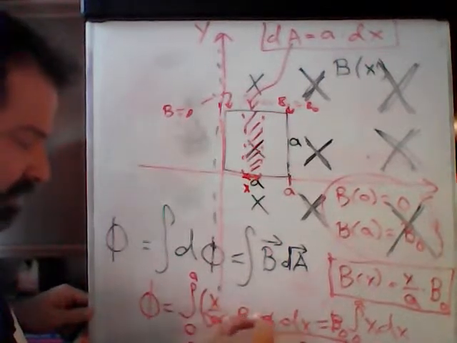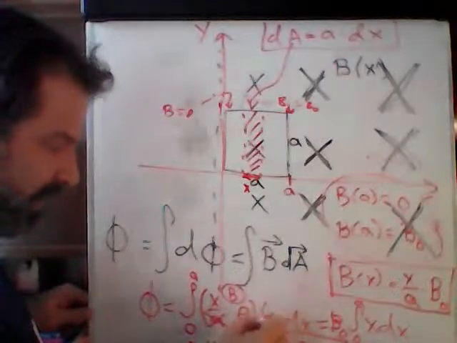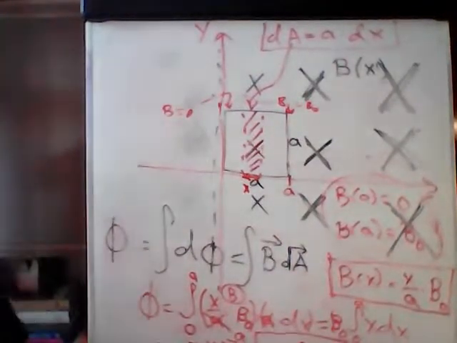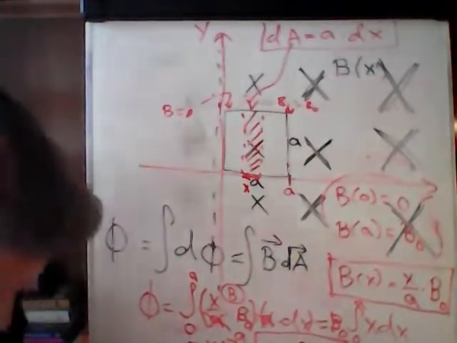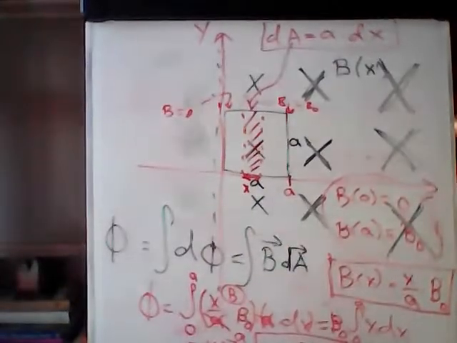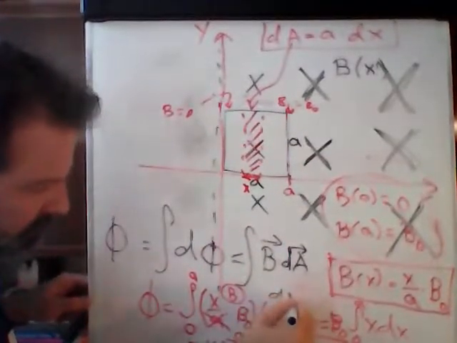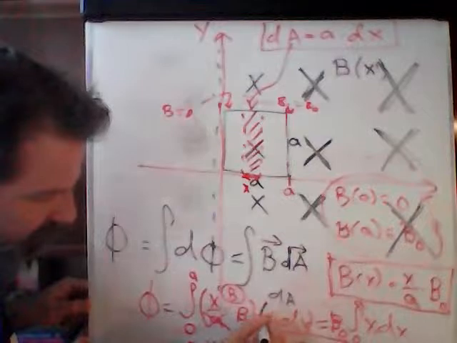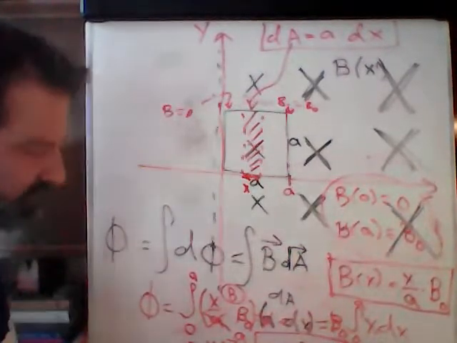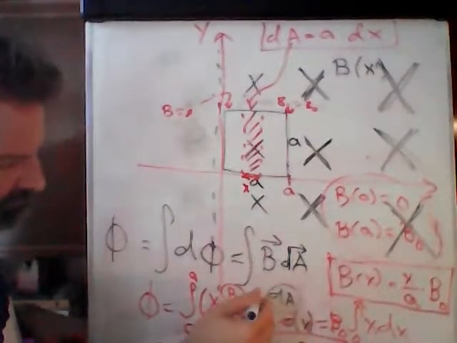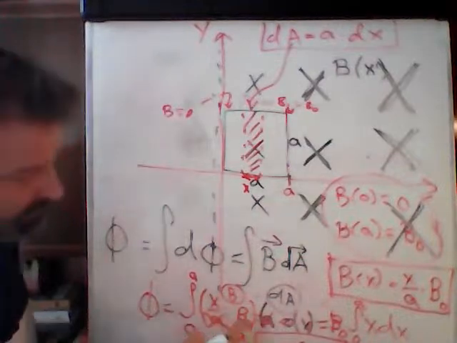So that is B, and, colors will be good here, and this is dA, right there, a dx. So the integral of B dot dA, where this is B and this is dA.